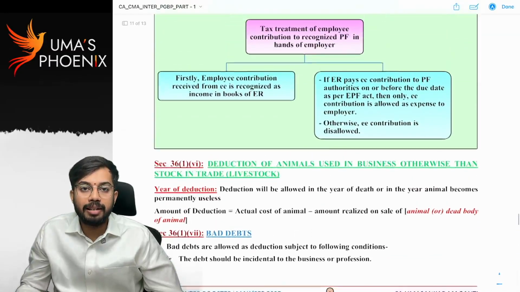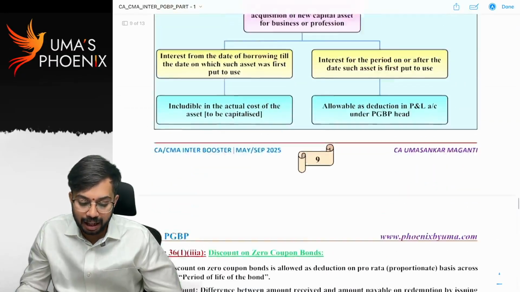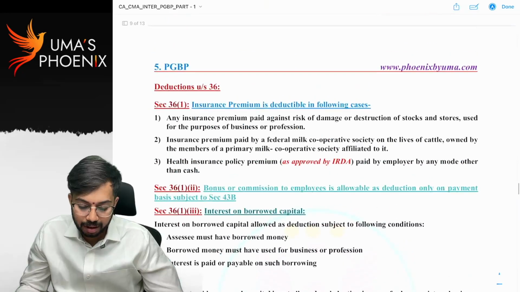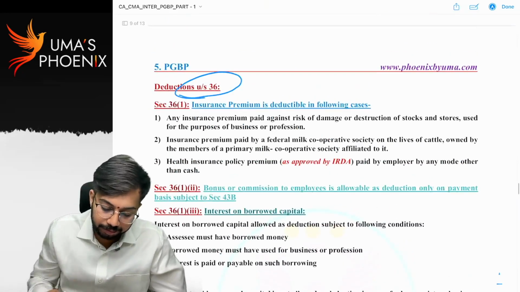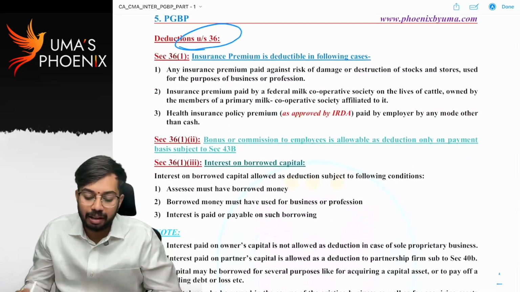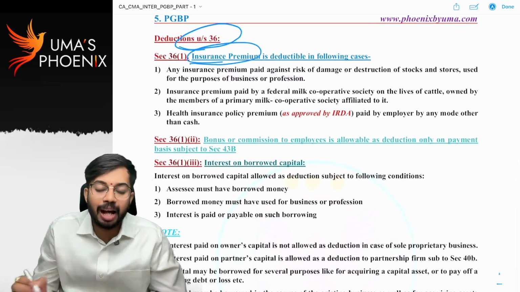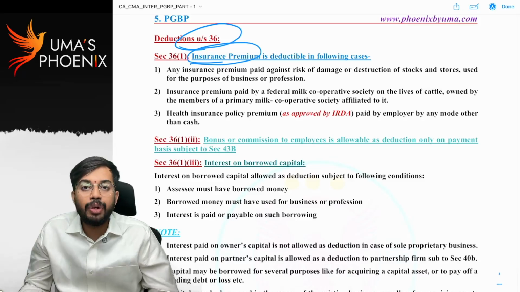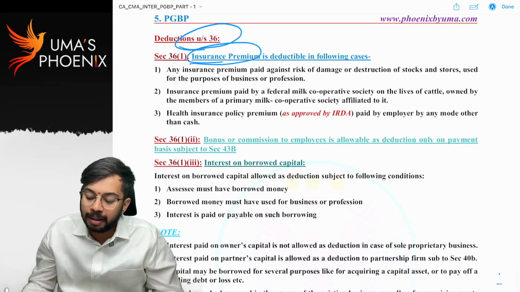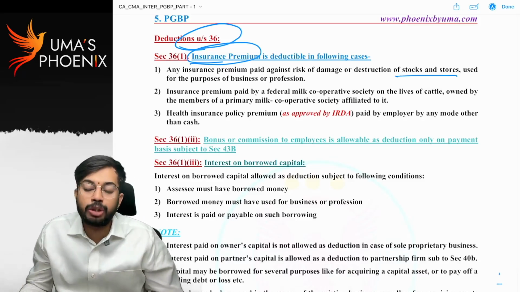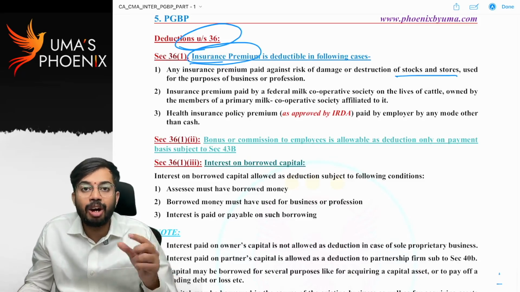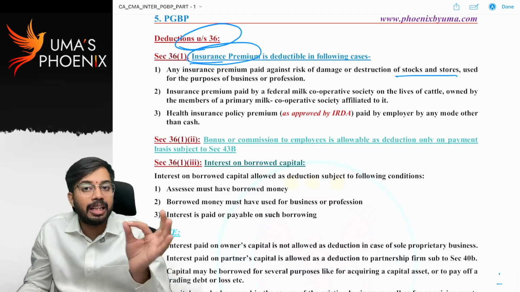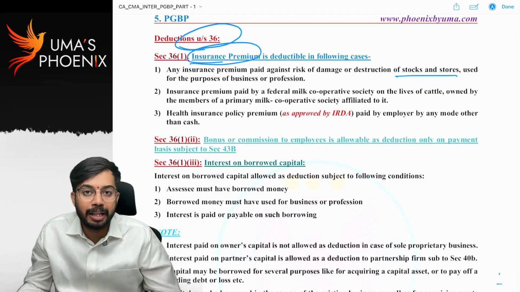Now let us start discussing deductions under section 36. First, 36(1). Insurance premium is allowed as deduction under section 36 clause 1. Whenever you take insurance for the purpose of stocks and stores, that means against risk of damage of stocks and stores, if you pay any insurance premium, such insurance premium is allowed as expenditure under section 36 clause 1.